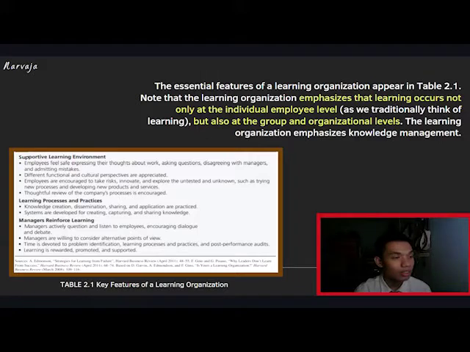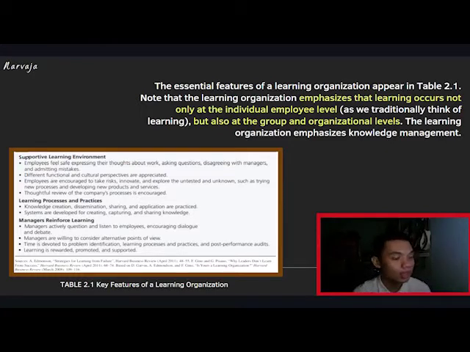The next one is that employees are encouraged to take risks, innovate, and explore the untested and unknown, such as trying new processes and developing new products and services. From what I have said, employees' ideas and knowledge should be welcomed inside the organization. Being a supportive environment gives employees the chance to come out of their comfort zone. The last one from the supportive learning environment is that thoughtful review of the company's processes is encouraged. Companies should also welcome reviews or constructive criticisms to further improve their processes.